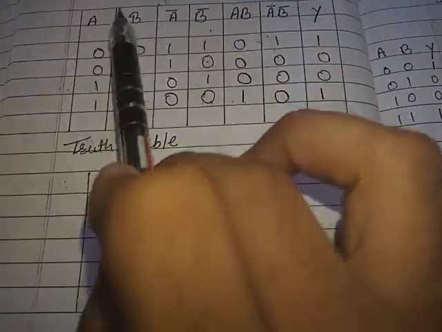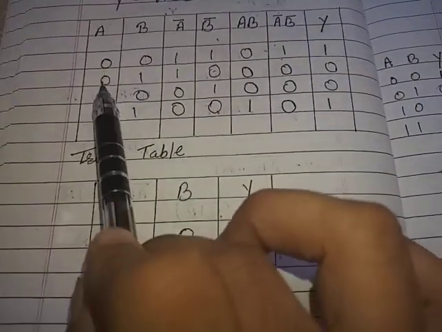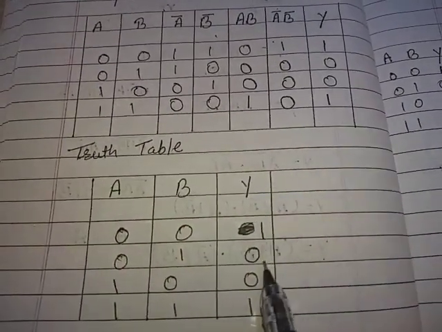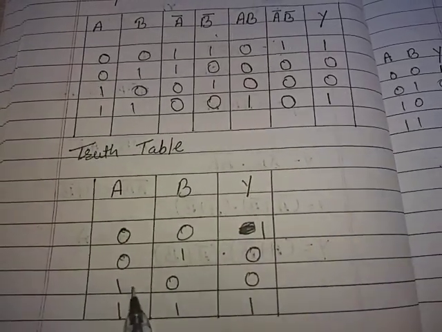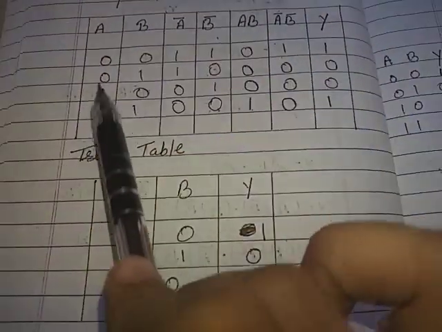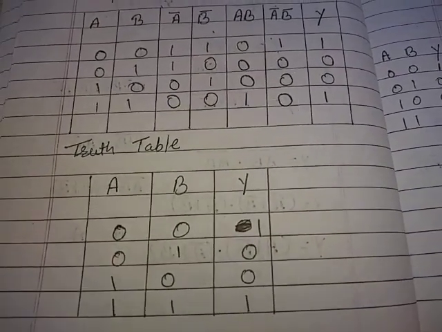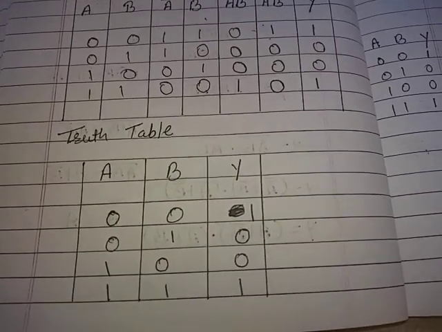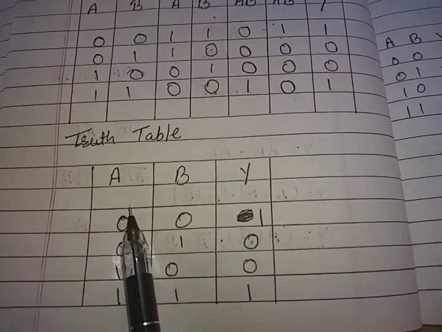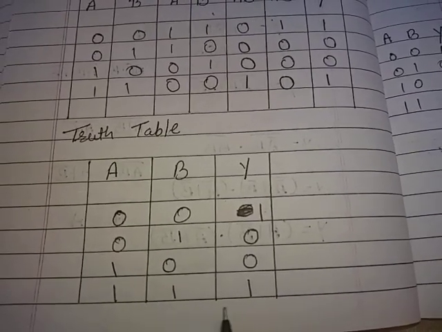When A is 0, B is 0, Y is 1. When A is 0, B is 1, Y is 0. When A is 1, B is 0, Y is 0. When A is 1, B is 1, Y is 1. According to the definition, when all the inputs are low, output is high, or when an even number of high inputs are there, output is high.